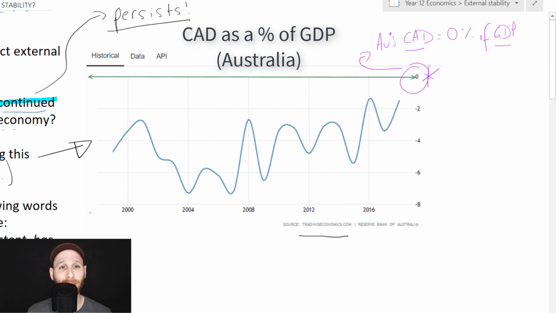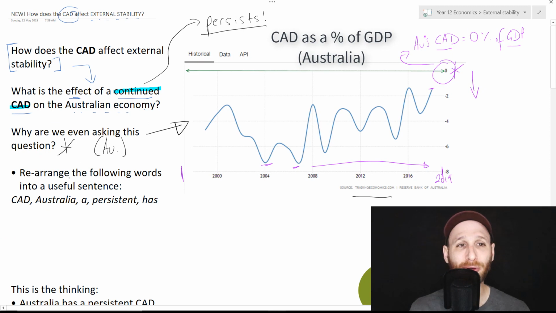Now, can you see, going back to, at least for the purposes of this graph, from the late 90s, even goes back further, but the late 90s, all the way through when I'm recording this video in 2019, can you see that the CAD has always existed? That Australia has always had a balance on the current account that has been negative. In fact, it's gone towards about 8% of GDP and been as low as around 1.5% of GDP.